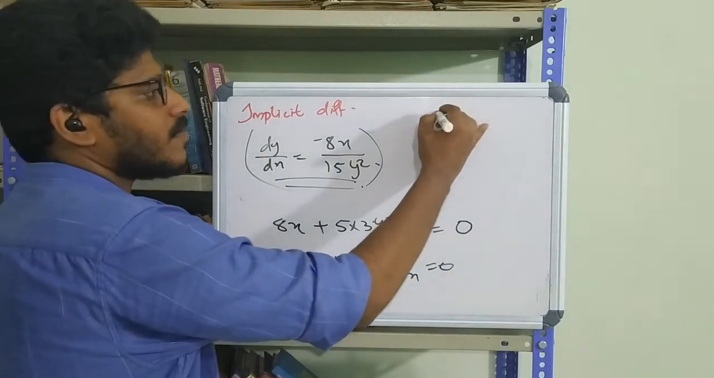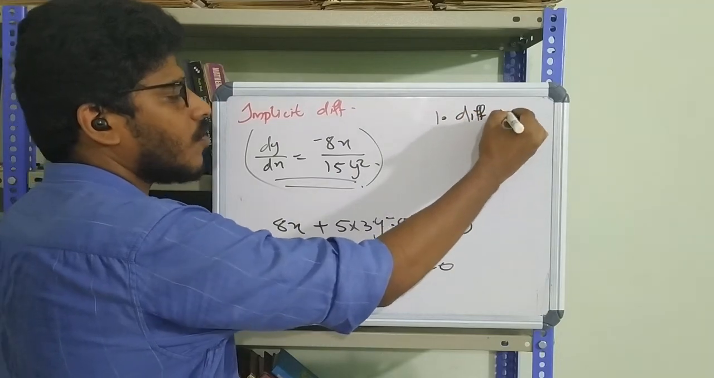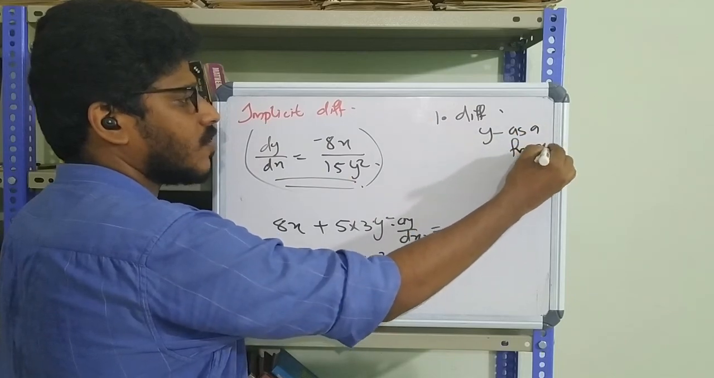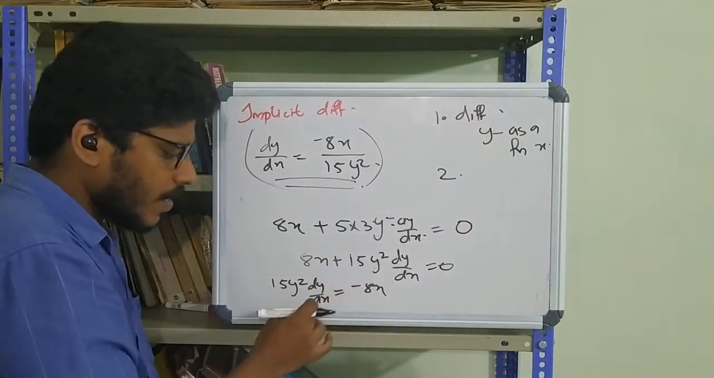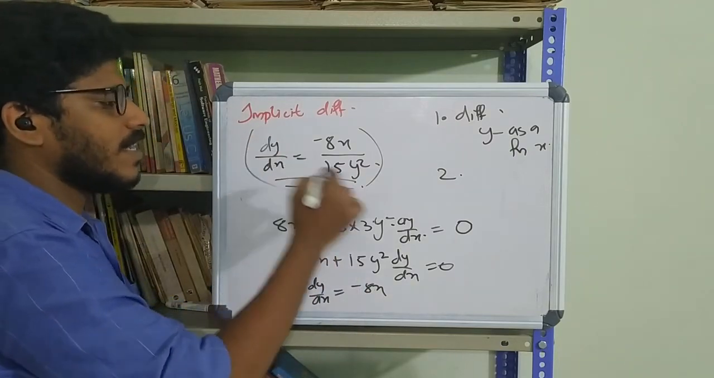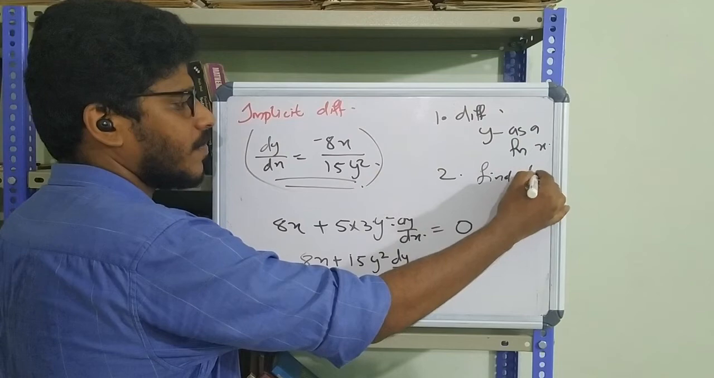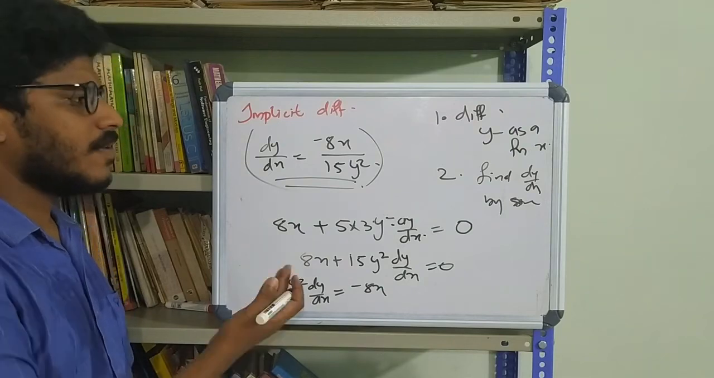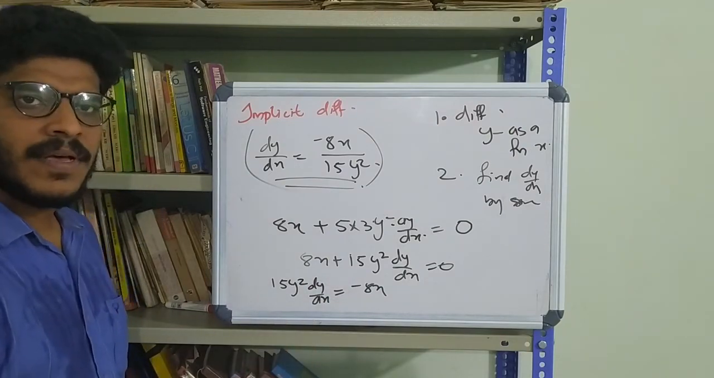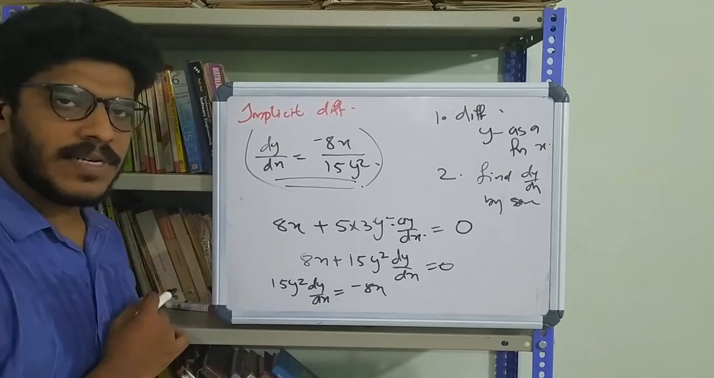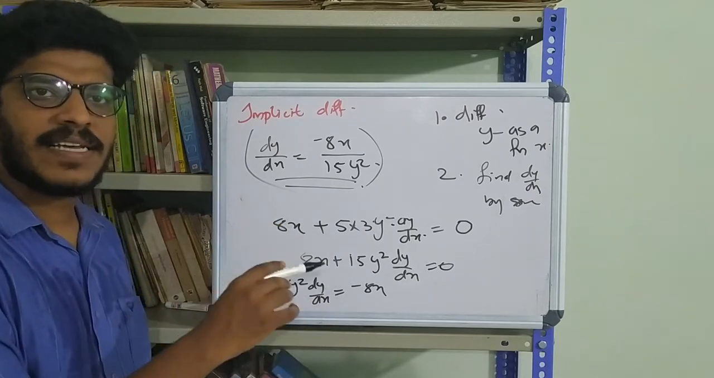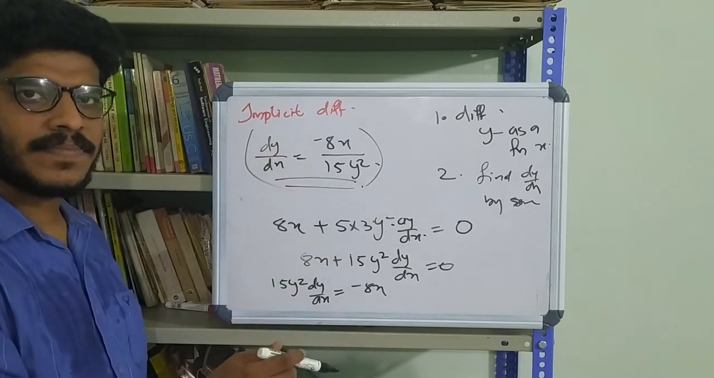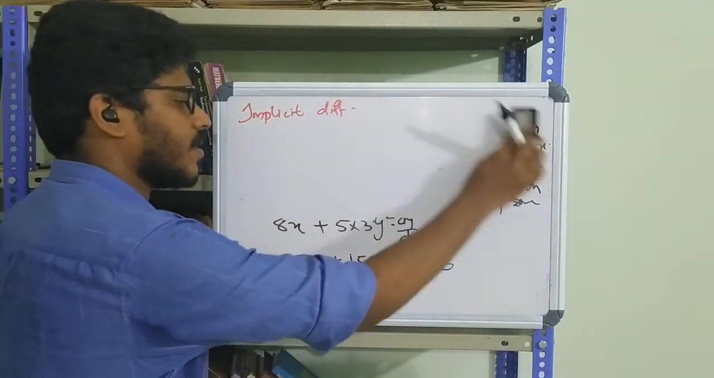So what were the two steps involved? First one, differentiate throughout with respect to x, keeping y as a function of x. The second step was to algebraically simplify this, or find dy by dx by simply rearranging and performing simple algebraic operations. So remember the two steps: the first one is to differentiate throughout the equation with respect to x, keeping y as a function of x. And the second step is to simplify for dy by dx. Right. Let's see another example here.